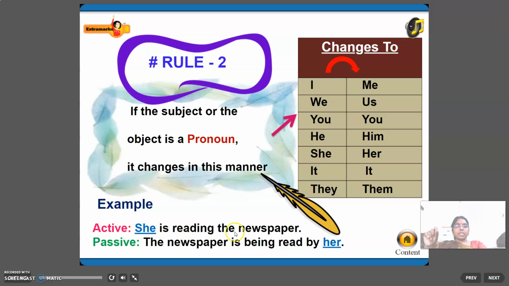She is reading the newspaper. Now, interchange the subject and object there. What is the subject? She is the subject. The object is the newspaper. Now, the object is going to be the subject in passive voice. The newspaper is being read by her. She changes to her. So, observe the changes alone, right?